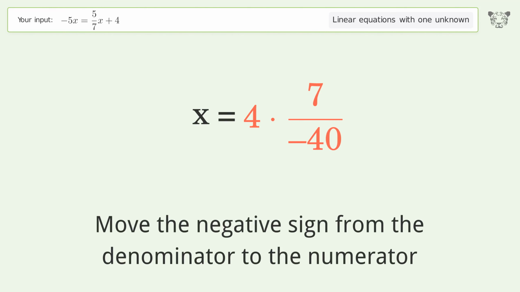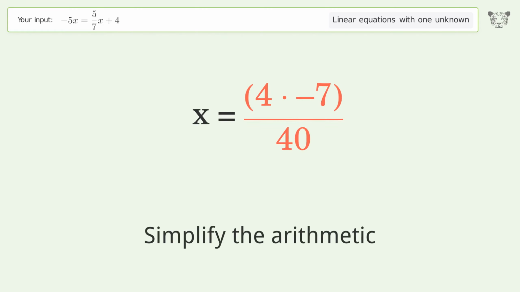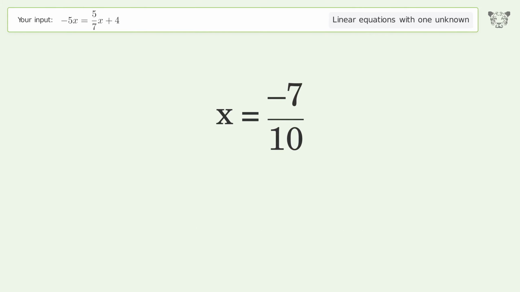Move the negative sign from the denominator to the numerator. Multiply the fractions. Simplify the arithmetic. And so the final result is x equals -7/10.